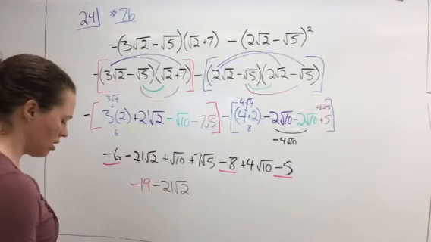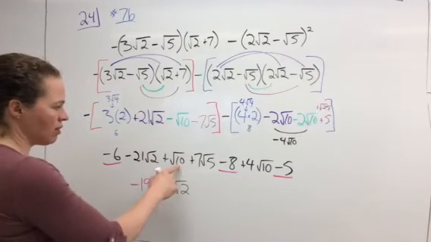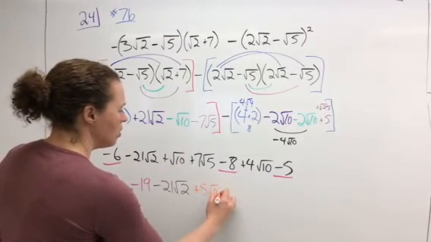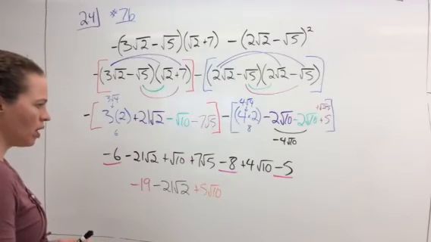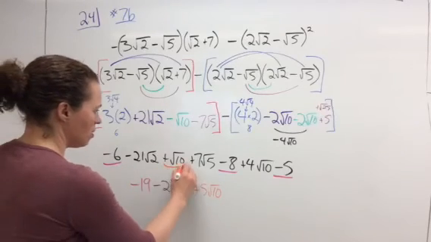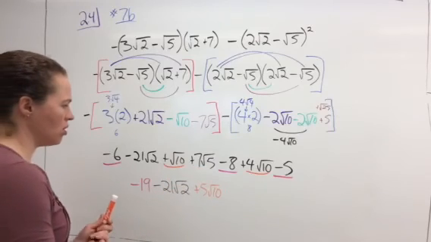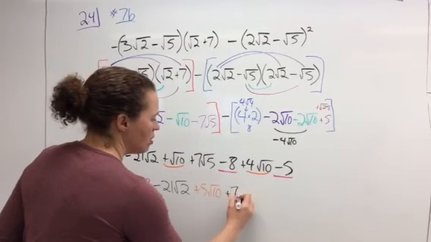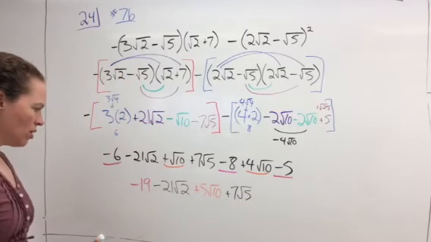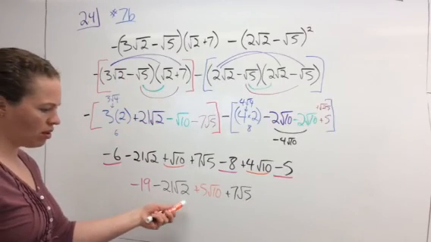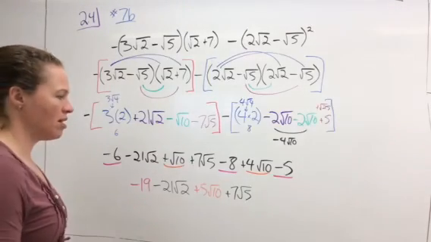And then it's going to take me to the root 10's. I've got 1 root 10 here and 4 root 10's here. So I'm going to have 5 root 10's in total. That just leaves me with this 7 root 5, which I don't change either, so I'll just add that 7 root 5. So my answer is -19 minus 21 root 2 plus 5 root 10 plus 7 root 5.